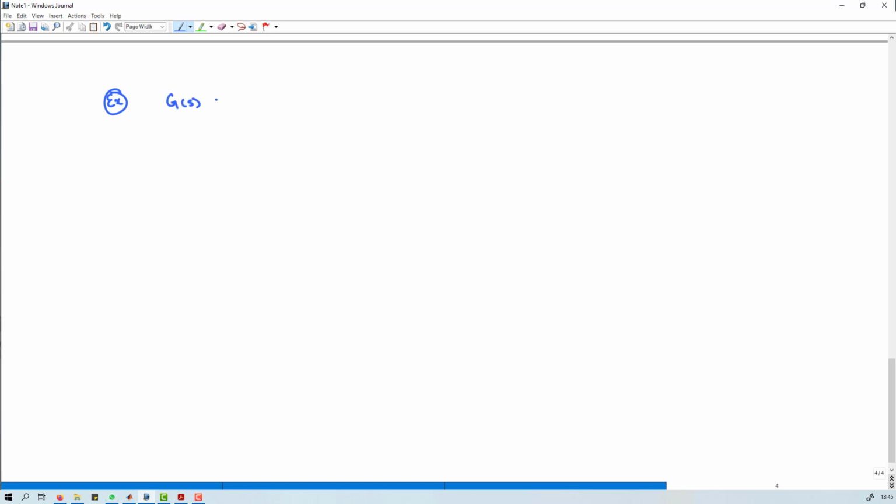So G(s) is equal to 1 by s square into (1 plus s). This is most important. Here I have written 1 by s square. We know already that if s is equal to j omega, that is 90 degrees. 1 by s is equal to 1 by j omega, that is minus 90 degrees. So when we are representing 1 by s square, it is minus 180 degrees, because of s square.